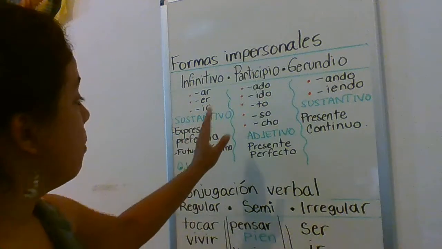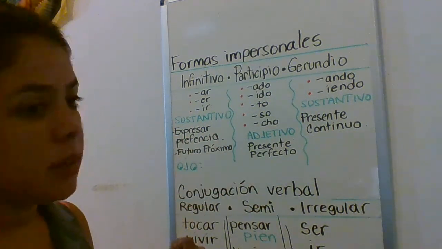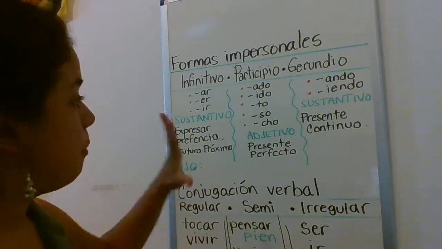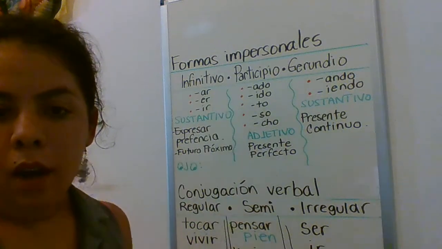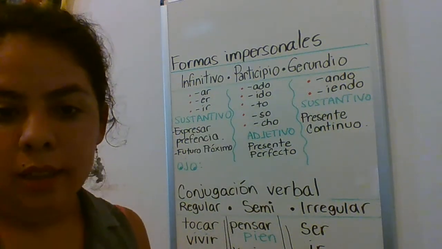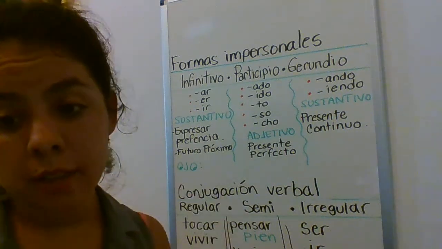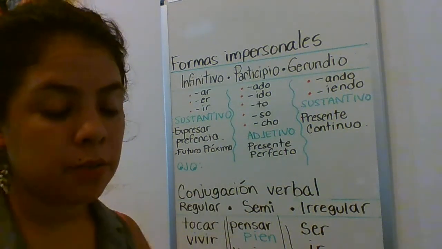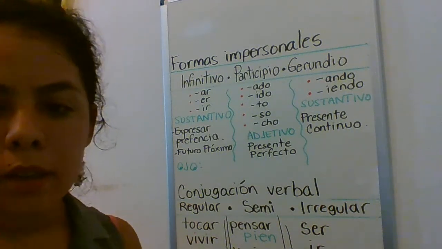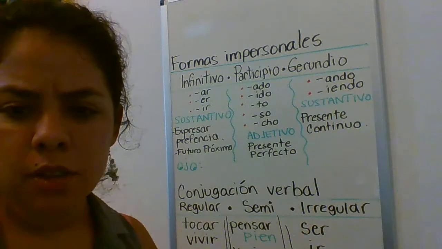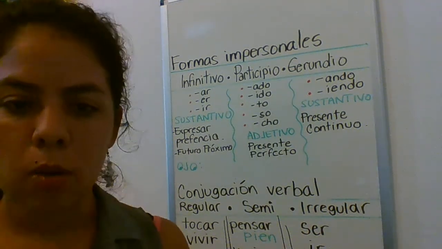Now, the participio form has five endings: ado, ido, to, so, cho. If you see a verb ending in this way, that means your verb has become an adjective. It exists in English, for example, break, broken. With that ending, broken, nobody's doing the action. We're just saying that something is broken, something has been broken.